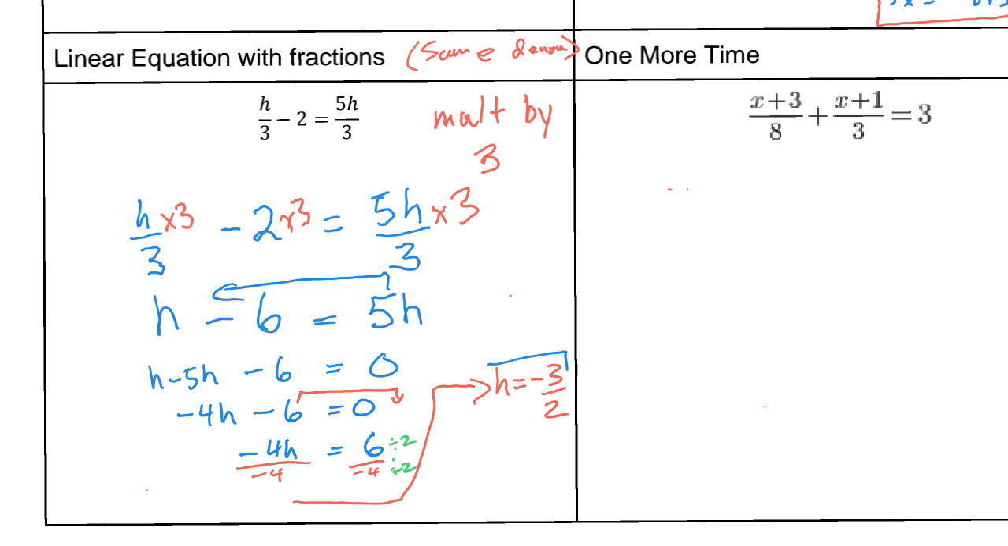And there's your answer. Or you could write it as negative 1.5. All right. So that's the next type of problem that you will see on your homework today.